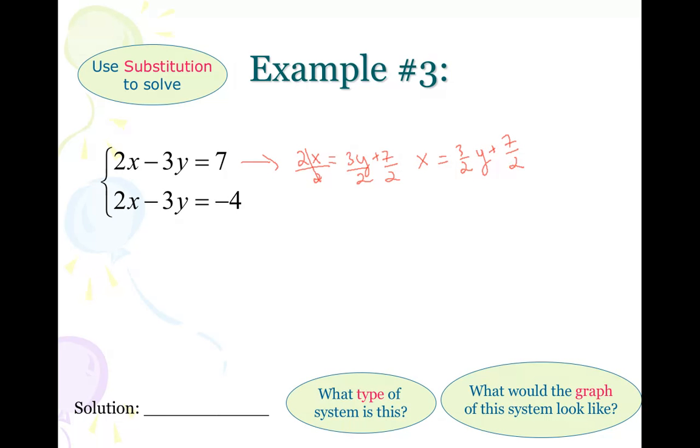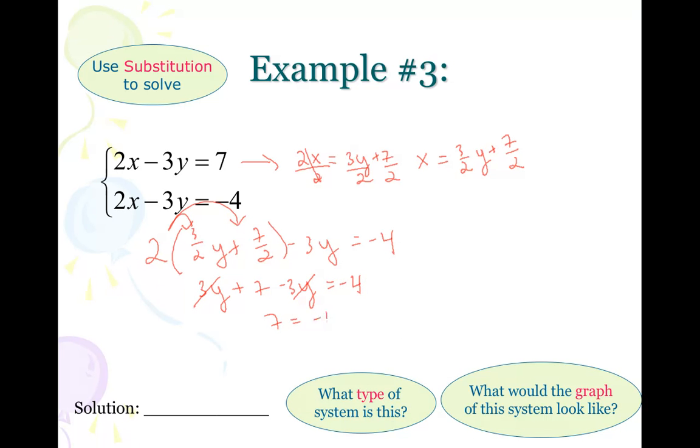I'm going to take this and plug it in for x. So 2 times 3 halves y plus 7 halves minus 3y equals negative 4. When I distribute, this works out nice. I get 3y plus 7 minus 3y equals negative 4. 3y minus 3y, those go away, and I get 7 equals negative 4. Well, that certainly is not true, right? We know that that is very false.